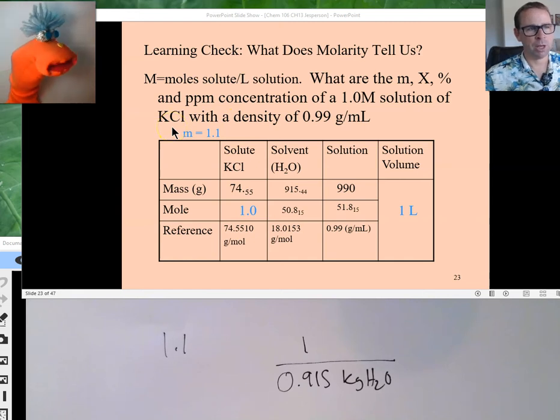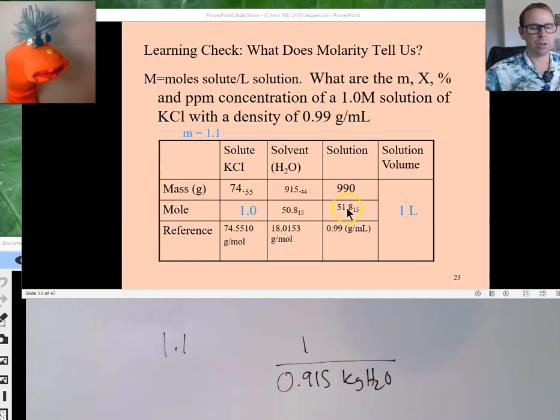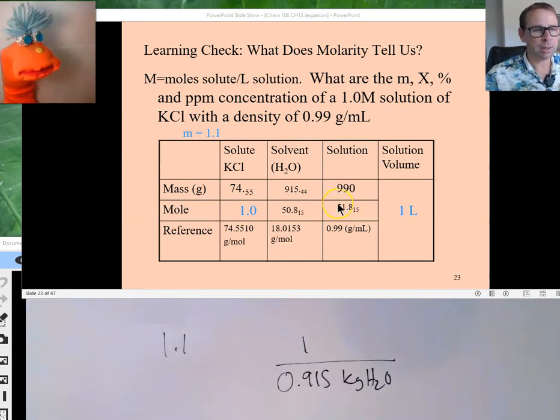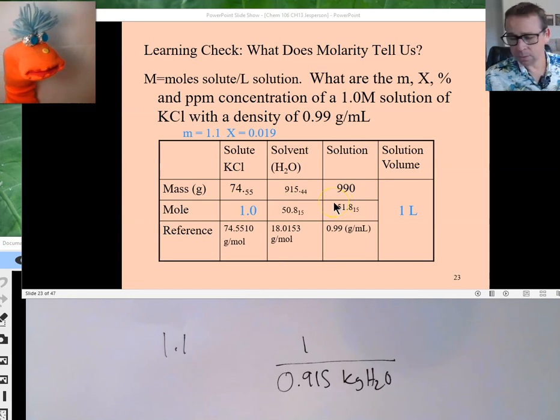Okay, so mass percent, no, mole fraction. Yeah, mole fraction is pretty straightforward. It's just moles of my material divided by what? Total moles. And what's the total moles here? 50.8? It's not the 50.8, it's the... Oh yeah, 51.8. Very good. So 1 divided by my 51.8 will be my mole fraction, which is 0.019.